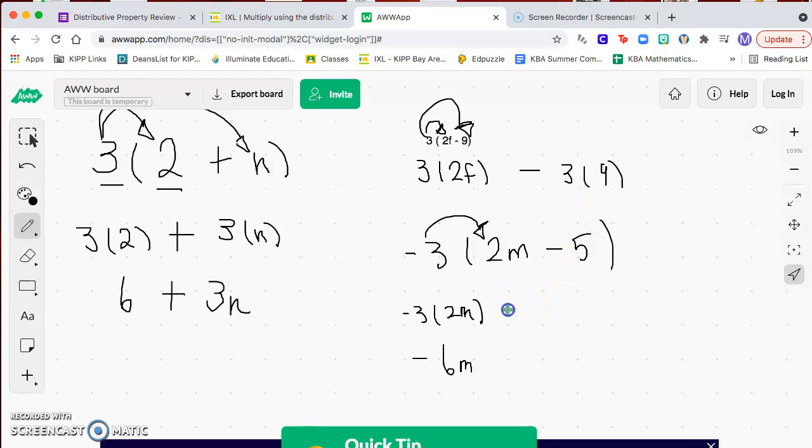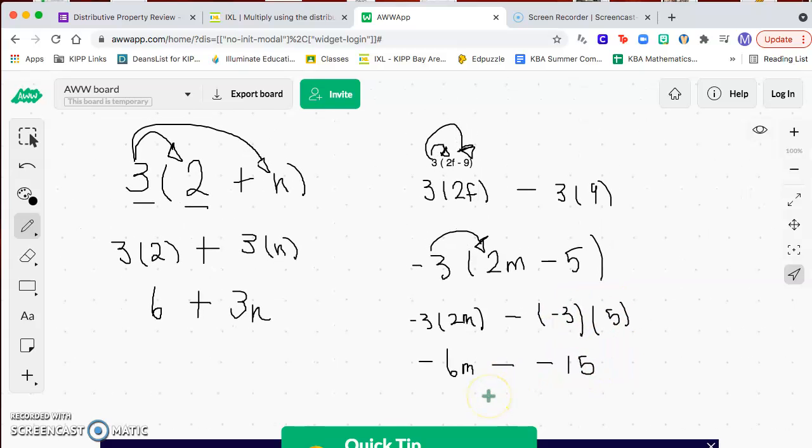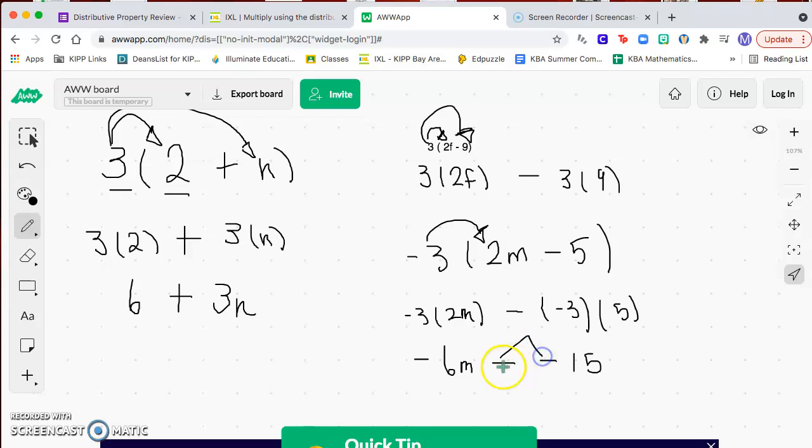Now what I have is minus, and here we have negative 3 times 5. Okay, so what happens is we have a minus. Negative 3 times 5 is negative 15. So again, multiplying a negative with a positive gives me a negative. But what happens is I have two negatives right next to each other, so that becomes a plus. So negative 6m plus 15.